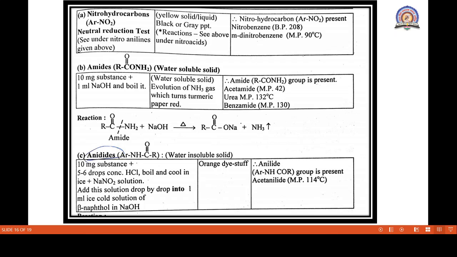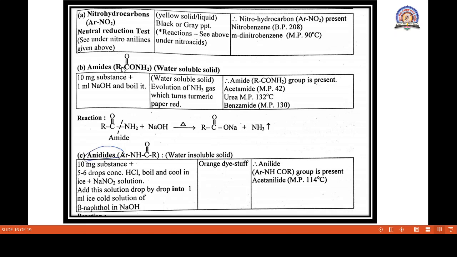NH4OH is added and we place a turmeric paper which does not turn brown. That test is nothing but the neutral reduction test. Then if you observe the black or grey PPT, nitrohydrocarbons are present. Again by taking their melting or boiling point, we find out which types of nitrohydrocarbons are there. We can easily find out.